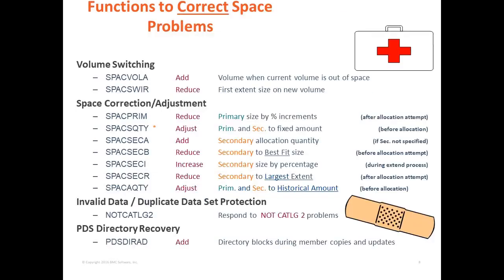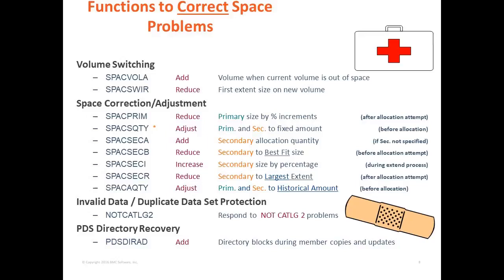As noted, there are functions to proactively correct space problems. These functions are invoked because of an error condition or some event during the allocation process. SPAC VALET and SPAC SWIR are related to volume switching, or the addition of volumes to dataset allocation. This is for non-SMS and SMS managed datasets. The limit is 59 volumes, and this is just the z/OS operating system limit.